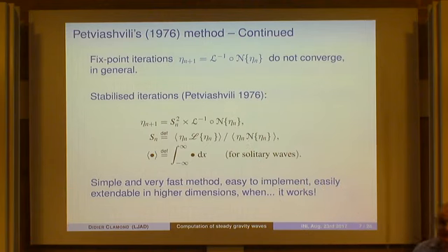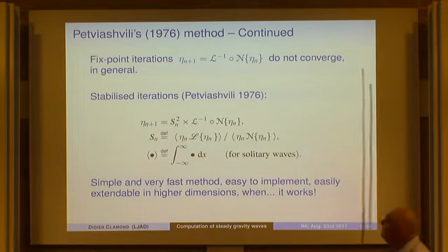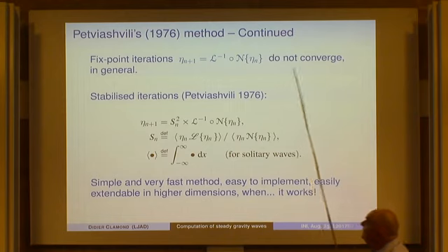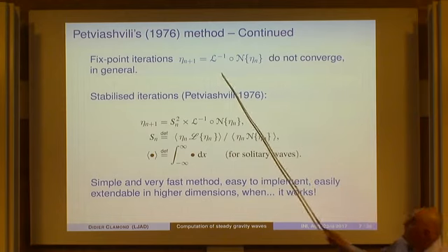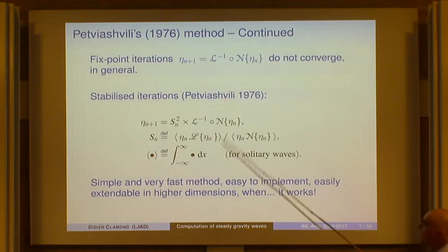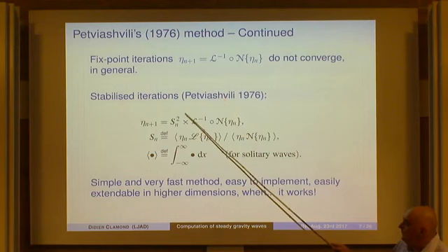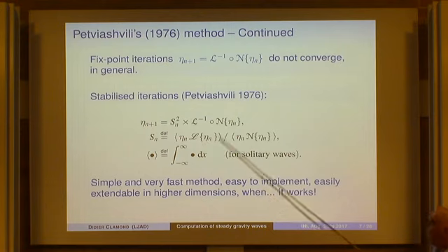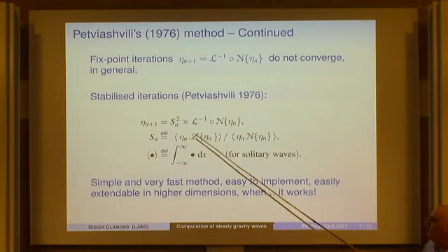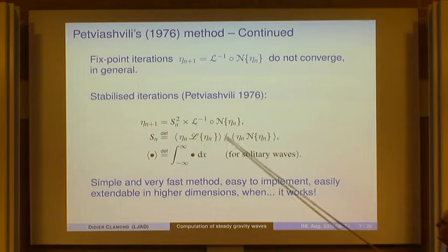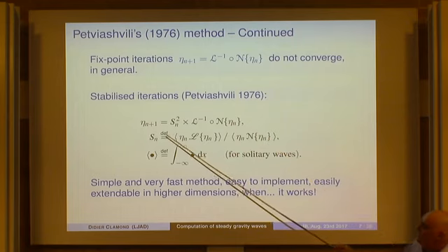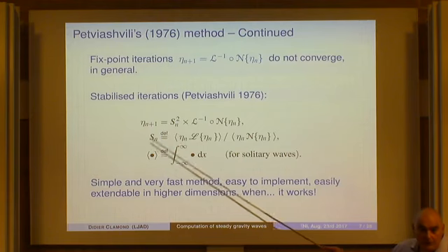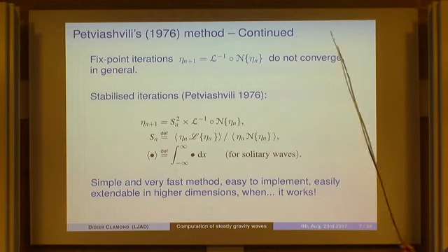But if you do that, it will not work. I mean, 99.99% of the time it will not, unless you are very, very lucky. So Petviashvili's idea was to introduce a stabilizing multiplicative factor S to the power 2, where S is defined like that. You project your unknown against the linear operator and against the nonlinear one, and you compute the ratio. When eta is a solution of the equation, S is equal to 1. So at the end, you end up with the solution of your equation.